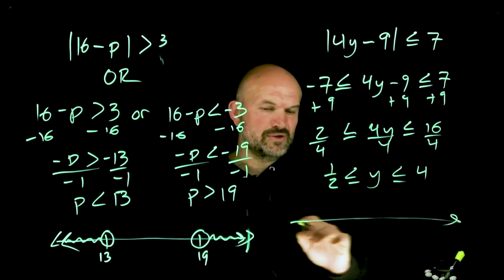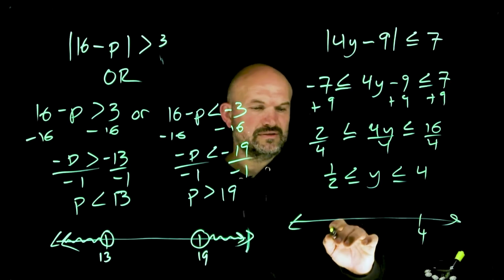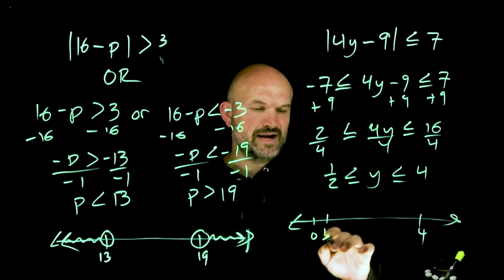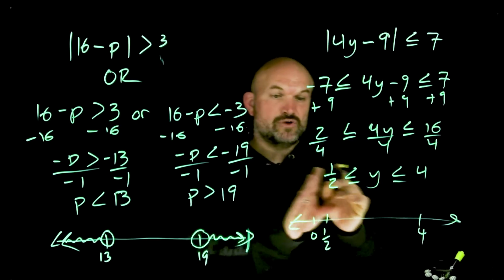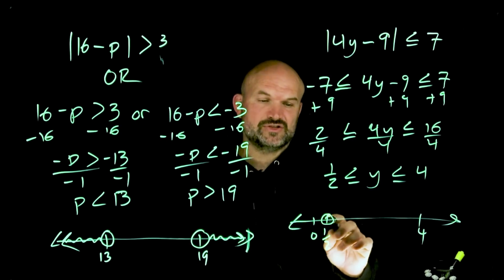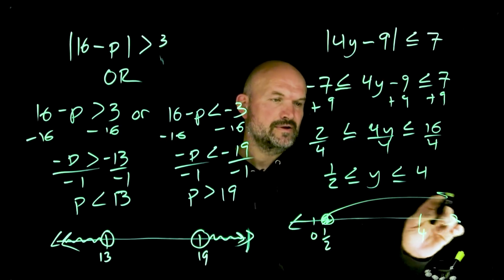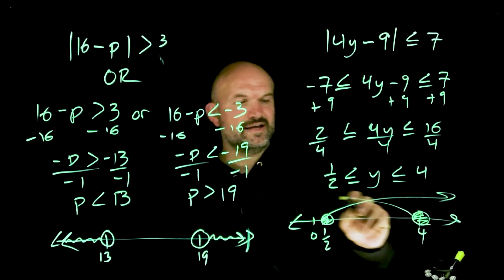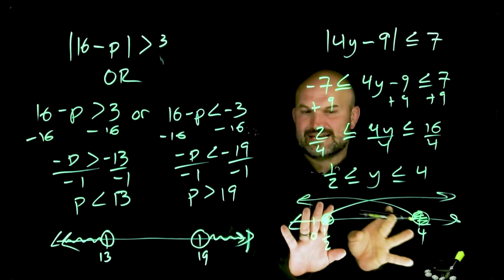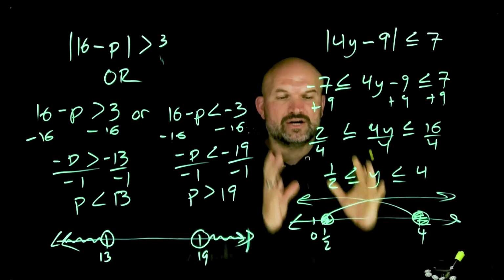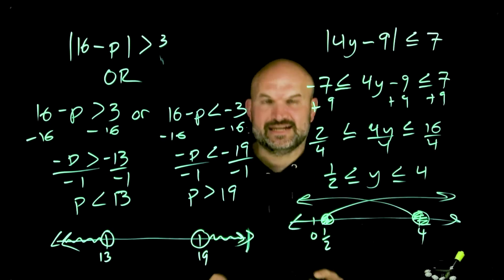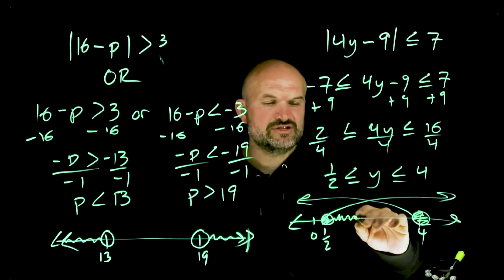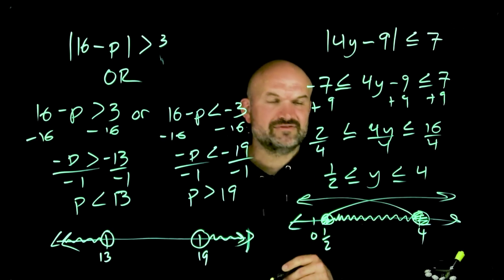So now on my number line, here's 4, and let's say here's 0, so there's 1/2. y has to be greater than or equal to 1/2, so I'm going to fill it in. And then here, y has to be less than or equal to 4. So again, fill it in, and it's going that way. But again, it's not an or statement. We're looking for the intersection. Where are the only values for which both of these inequalities are true? That is going to be between the values of 1/2 and 4.